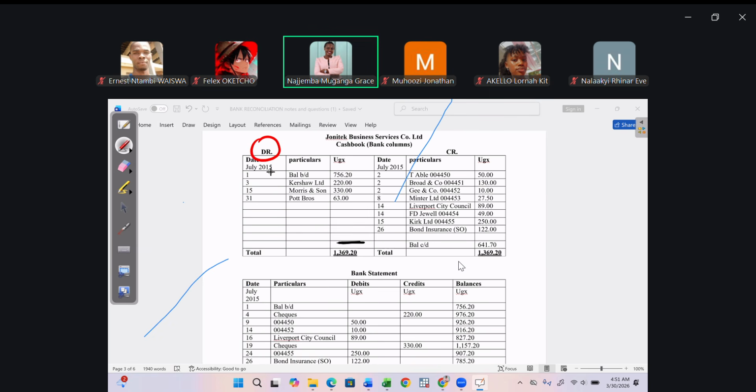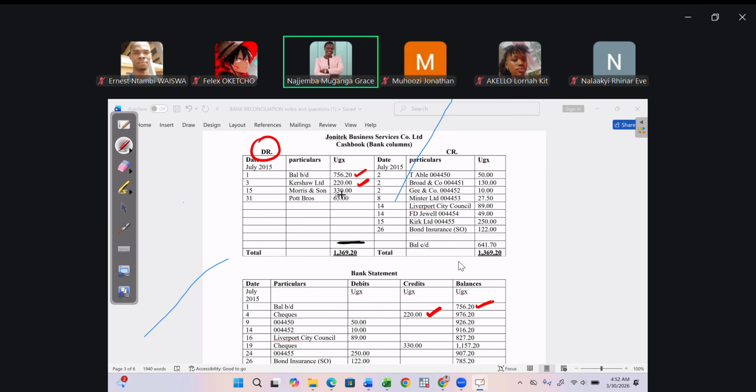Items on the debit, we expect if they are debited in the cash book, they should be on the credit side in the bank. We start off with a brought down. Okay, the bank has the right brought down figure. We have this cash limited 220. Do we have it here? No. Where is it? It's here, 220. We tick. Both in the cash book and the bank.